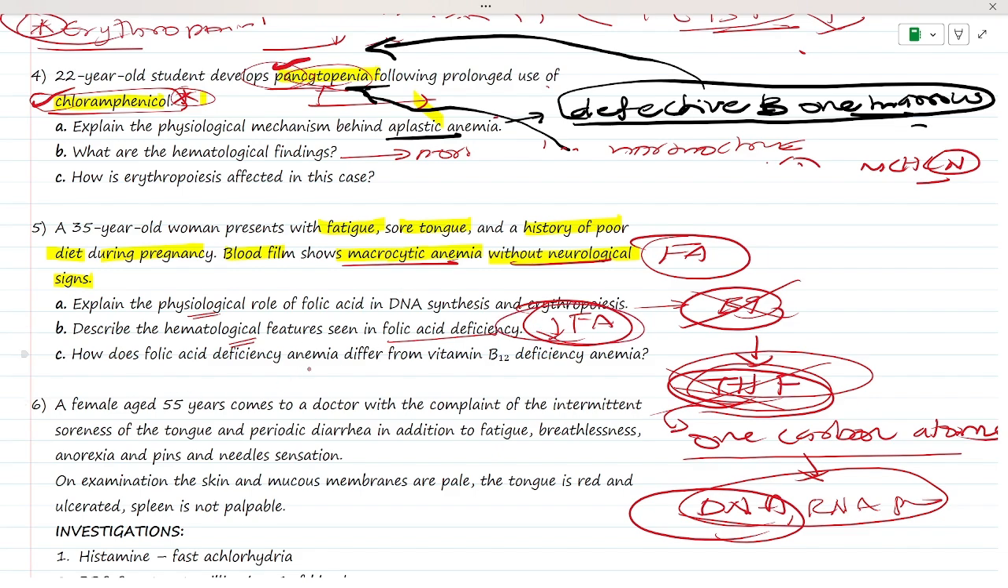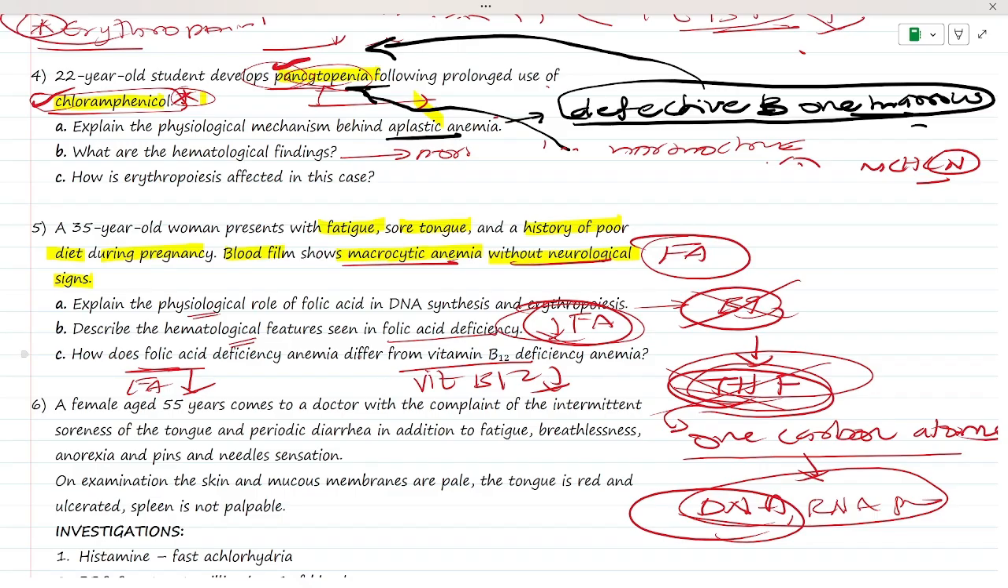How does folic acid deficiency anemia differ from vitamin B12 deficiency anemia? First is the neurological manifestations. The neurological manifestations are not seen in folic acid deficiency anemia. And one more point we can write here is, in folic acid deficiency anemia, folic acid is decreased, and in vitamin B12 deficiency anemia, vitamin B12 is decreased in the serum basically.